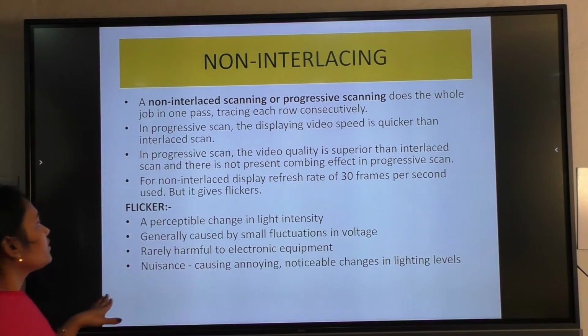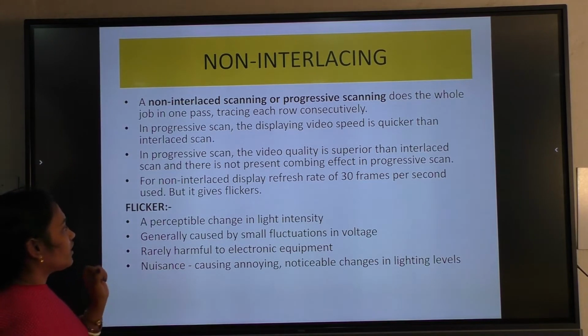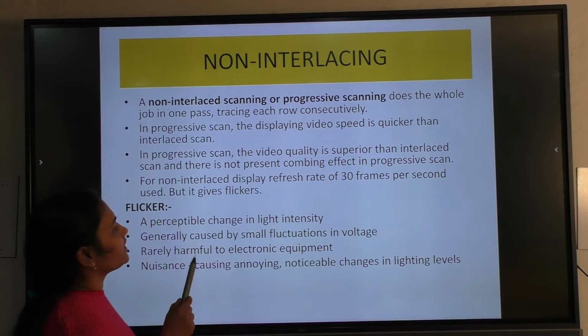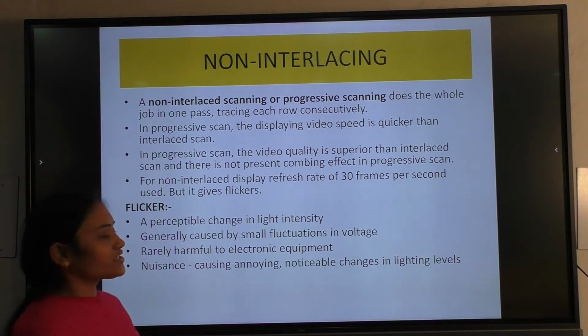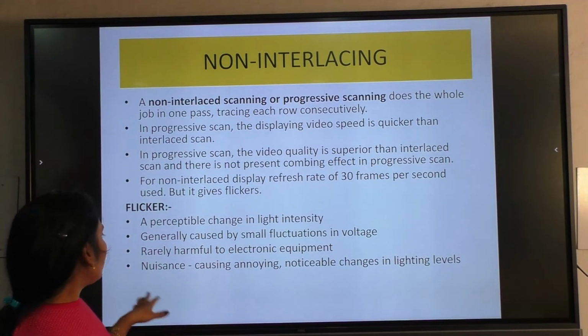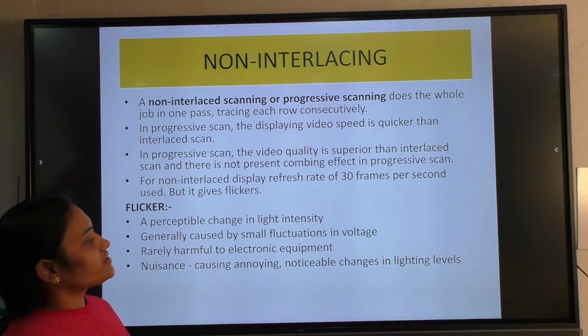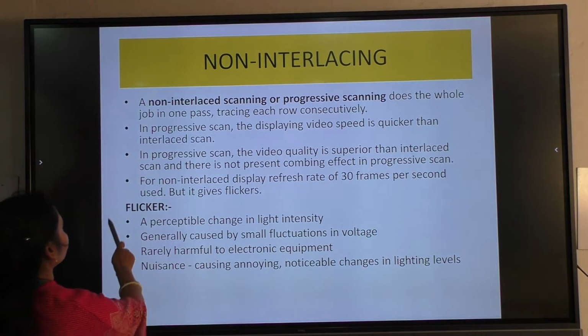So here one term is flicker. What is flicker? A perceptible change in light intensity, generally caused by a small fluctuation in voltage. It is rarely harmful to electronic equipment but causes an annoying and noticeable change in lighting levels. This is flicker.